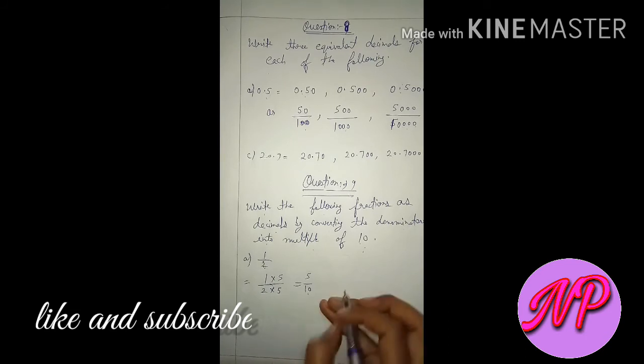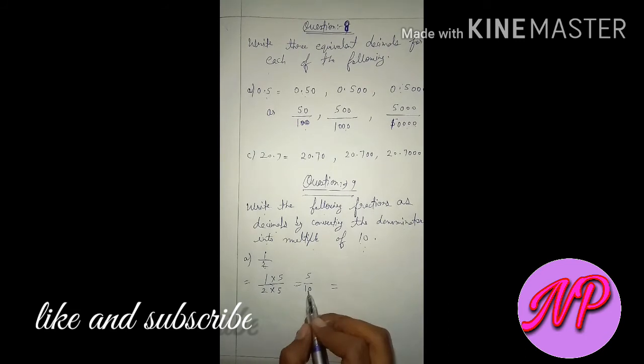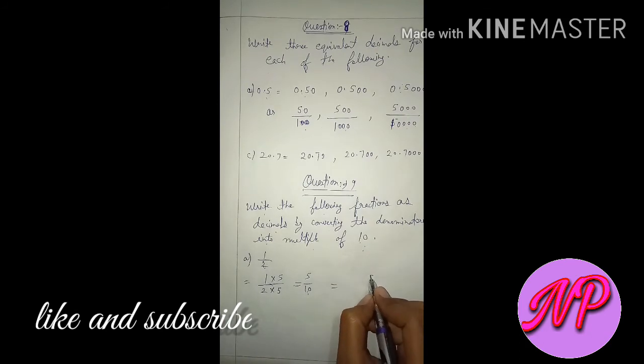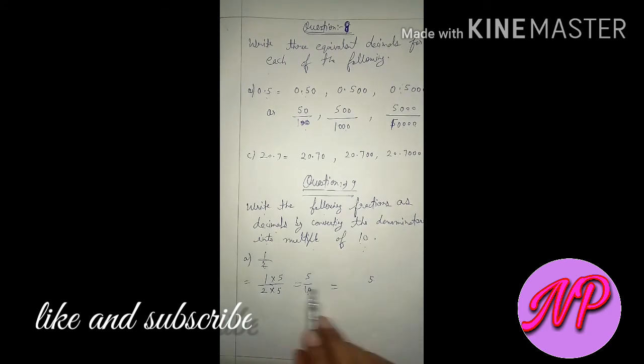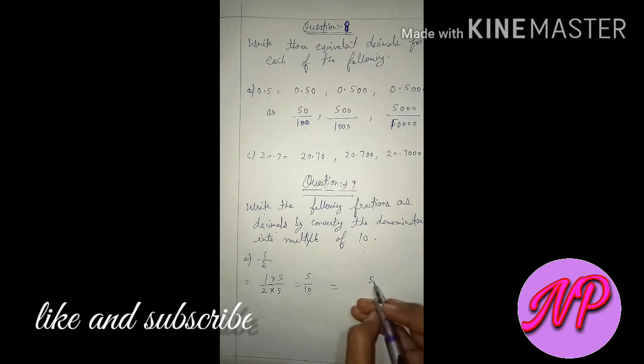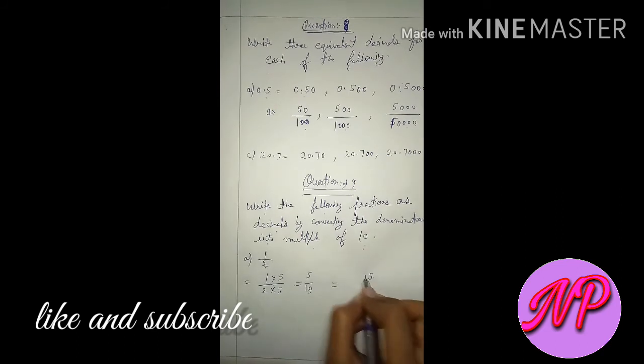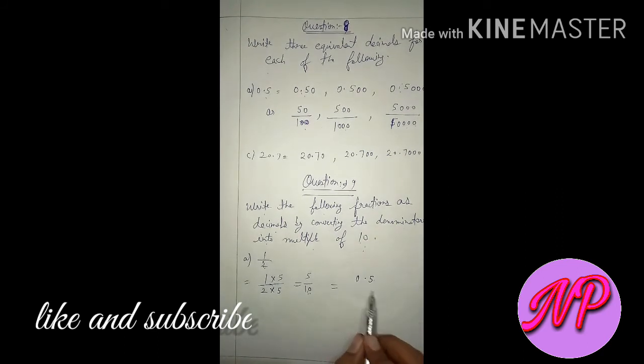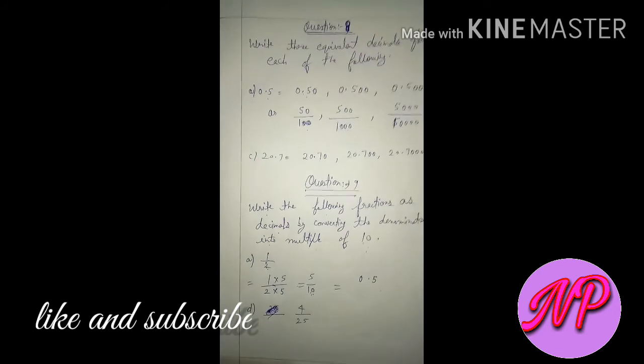Okay, and how will you convert this into decimals? 5 by 10. Firstly you will write the numerator 5, and after that remove the denominator 10. In 10, 1 0 is given, so you will put the decimal to the right side of the digit 1. So the answer is 0.5. Okay. Now part D of question 9: 4 by 25.